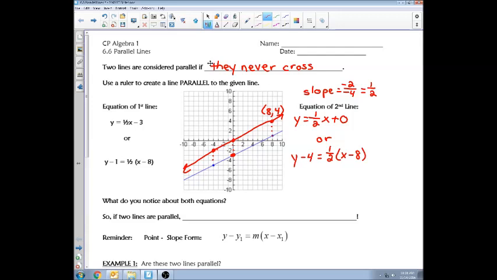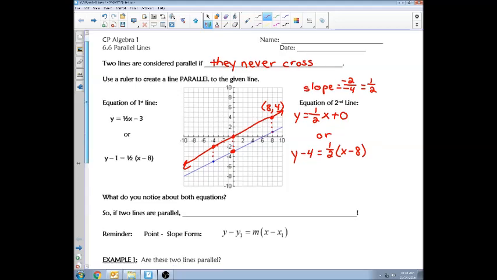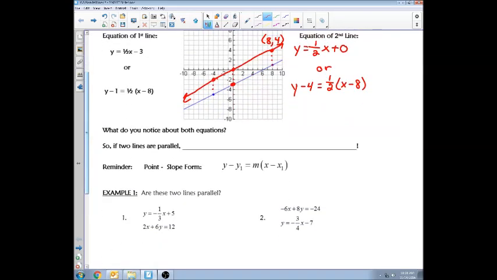What do you notice about our two equations of our two lines? What is the same about both? Well, if two lines are parallel, then their slopes are identical. Sorry, I keep messing that up. Identical. Their two slopes will be identical.